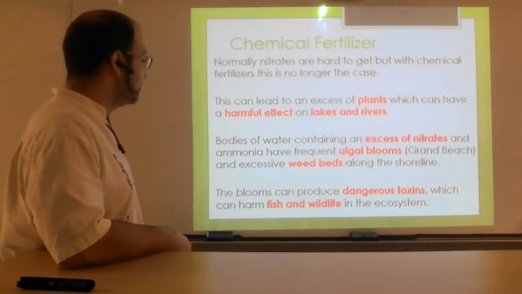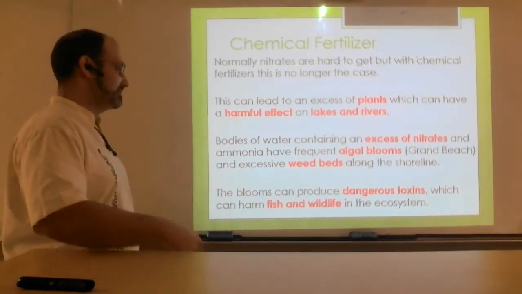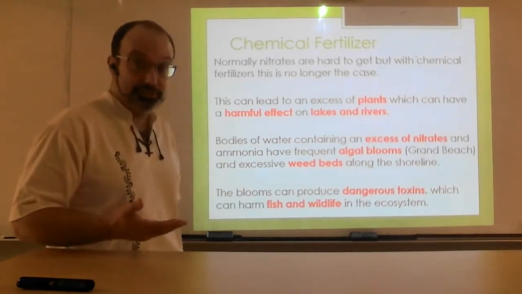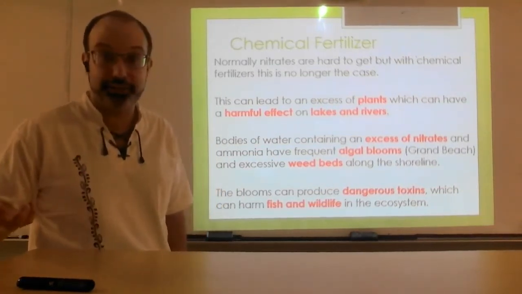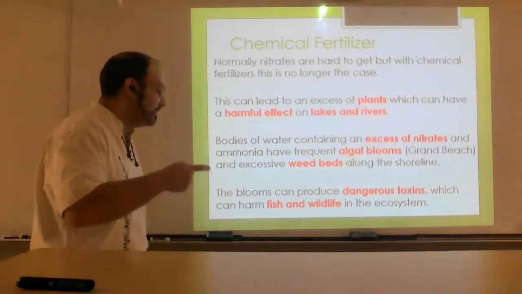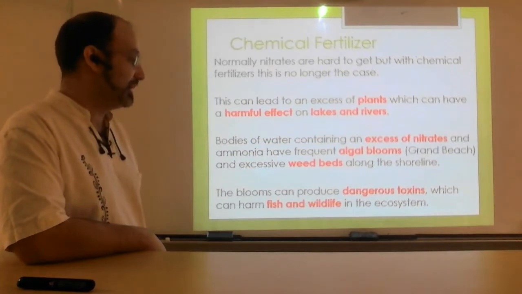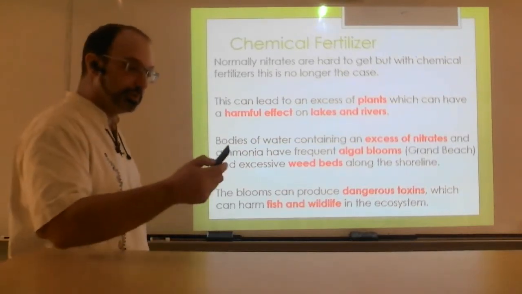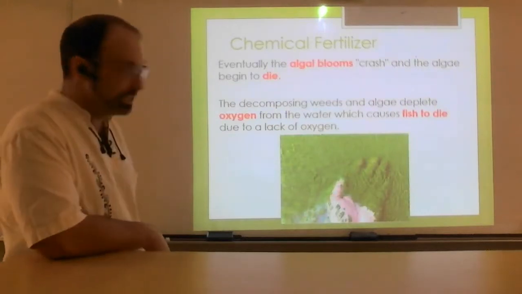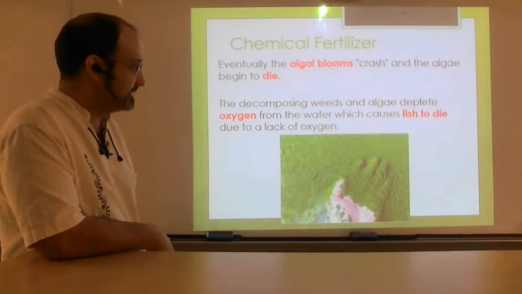I got some pictures. So the excessive weed beds and other things that are growing because there's so much nitrates, the plants are like, oh, sweet, there's so much, we can just grow like crazy, because normally they can't. The blooms can produce dangerous toxins themselves, which can harm fish and wildlife in the ecosystem. They can also do other things when they die. But let me show you what it looks like. There you go. That is an algal bloom, and it's not great.